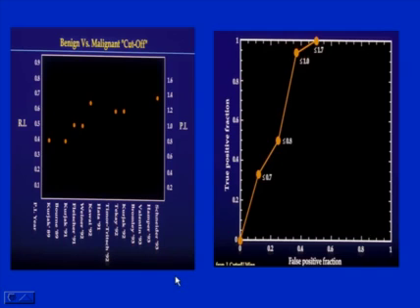Now, how to quantitate these vessels has been a subject of interest in several different studies. And basically, it's been shown that there is no magic value of RI or PI to determine if something is benign or malignant.